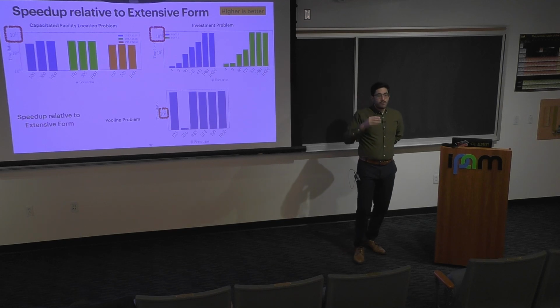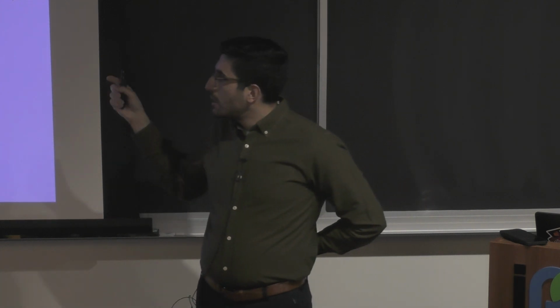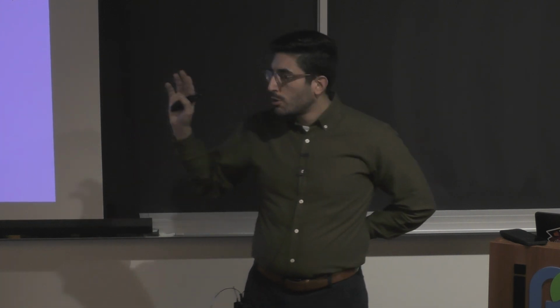So extensive form either needs too much time to find the good solution, whereas we find it instantly, or it doesn't really find anything at all, even after 3 hours. So we give it 3 hours. All our methods run essentially in sub-second. So there's no result here that's more than 1 second total runtime.